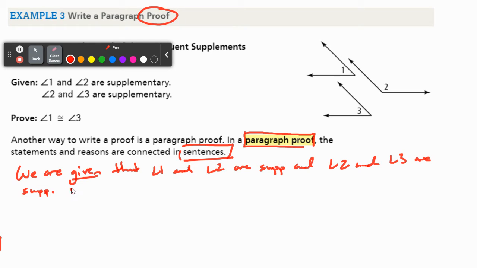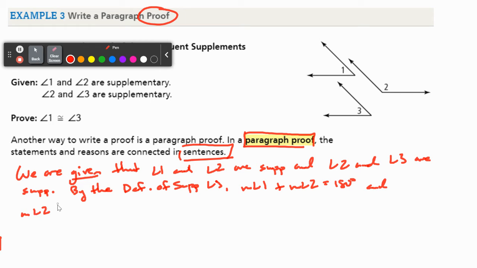So now we're going to say by, now what does it mean to be supplementary? That means that they add up to 180. By the definition of supplementary angles, the measure of angle 1 plus the measure of angle 2 would equal 180 degrees. So that's the first part. And the measure of angle 2 plus the measure of angle 3 equals 180 degrees.